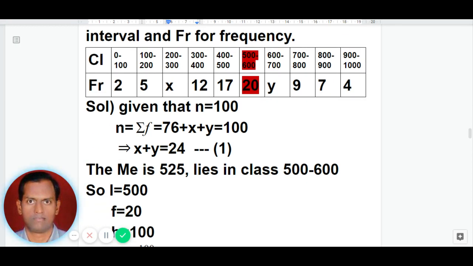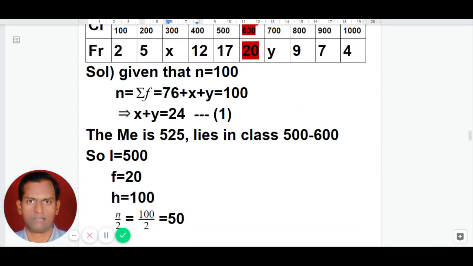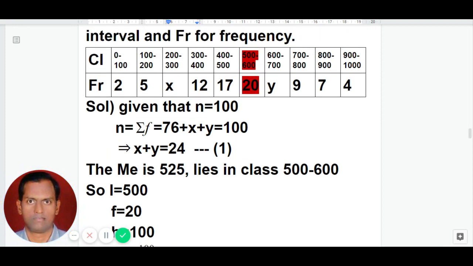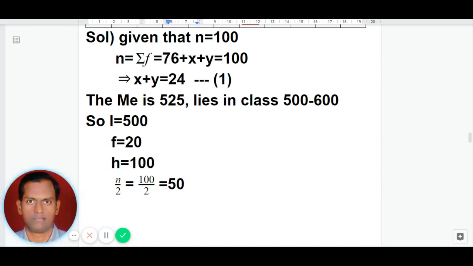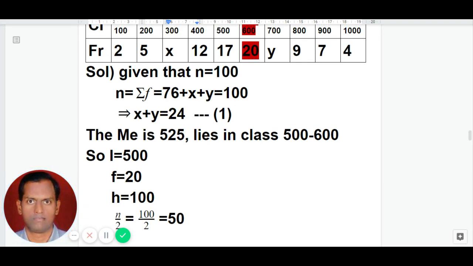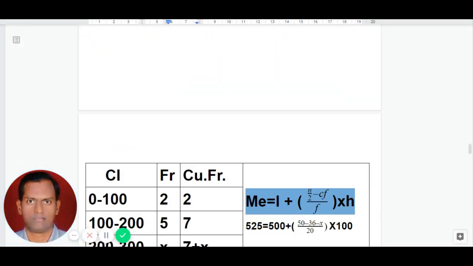Median is given as 525. 525 lies in the 500 to 600 interval. So we know the median class. So L is equal to 500, F is equal to 20, H, the class size, is 100, and n by 2 is equal to 100 by 2, which is 50.